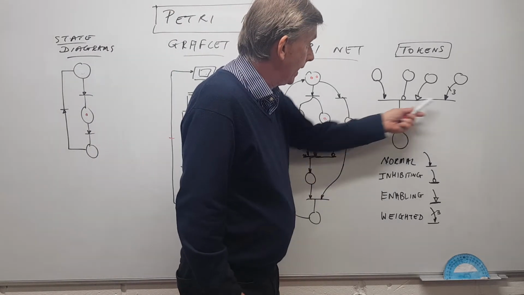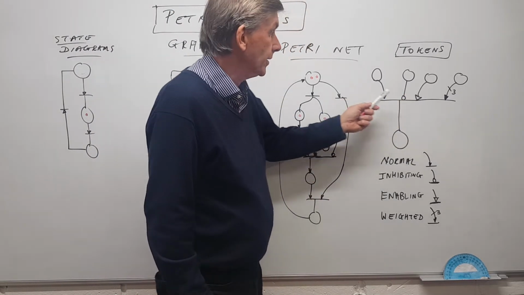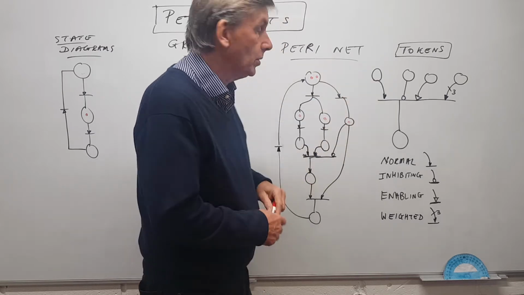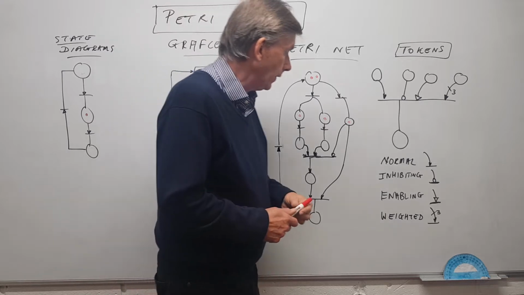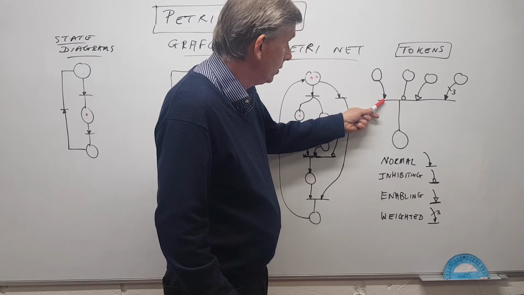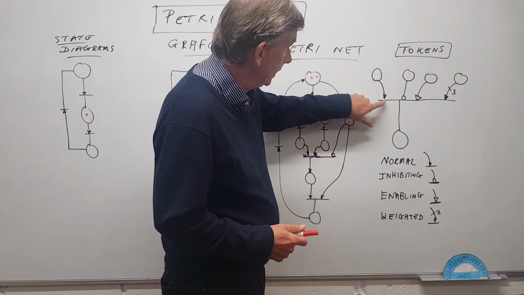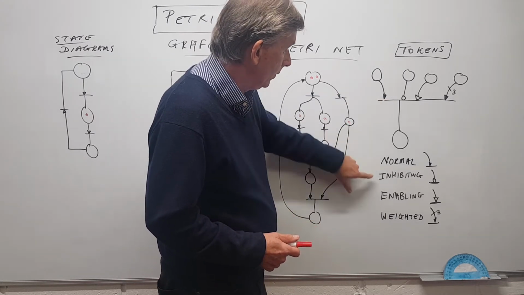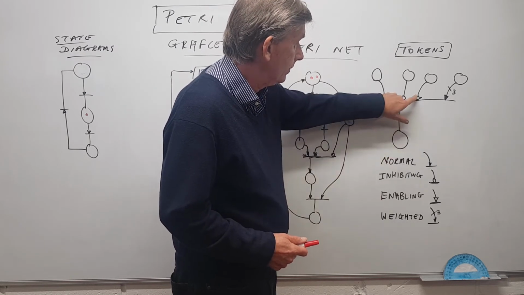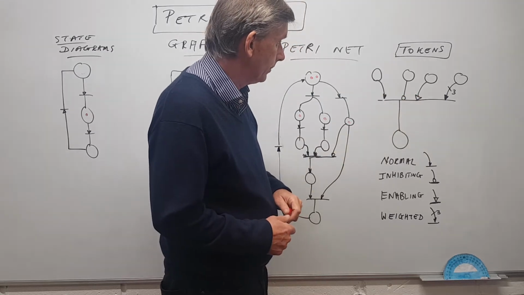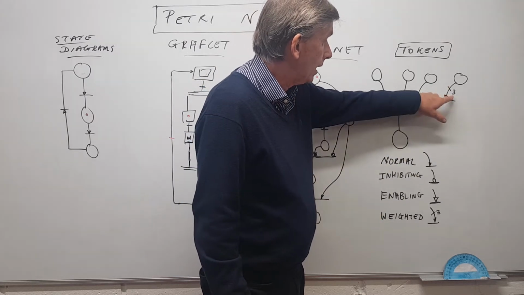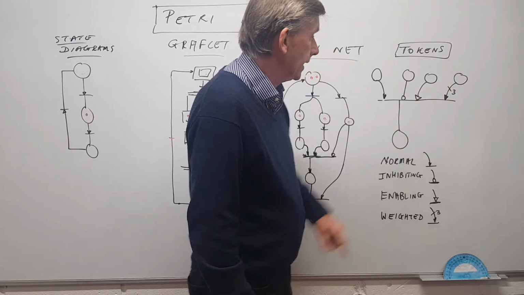Coming back to the main thing to know about Petri nets: there are conditions for moving tokens around the net. We've got four structures that are worth noting. This is called a normal arc, indicated by a dark arrow. We've got an inhibiting arc, indicated by a circle. An enabling arc, an arrow but with the centre blocked out. And also the possibility for a weighted arc, which means an arc with a weight on. In this case I've put 3 on.